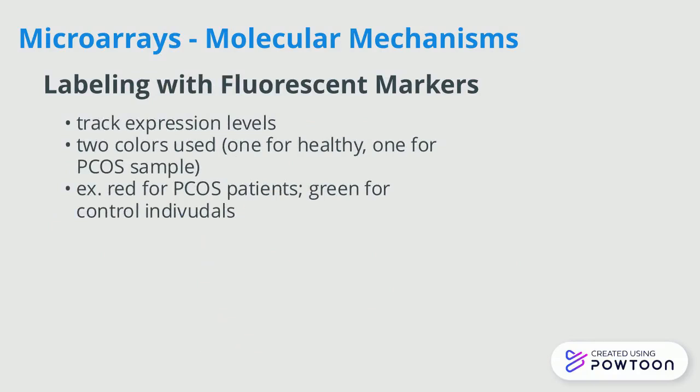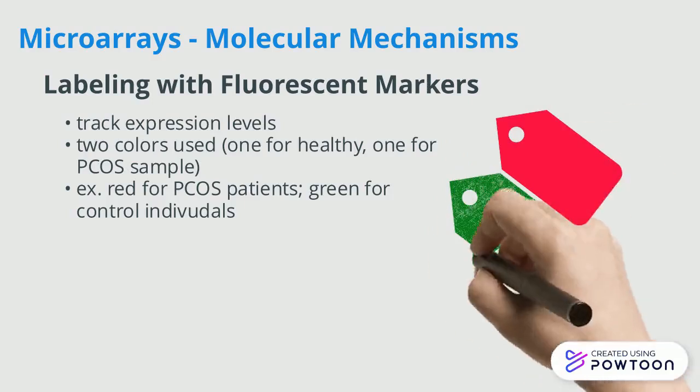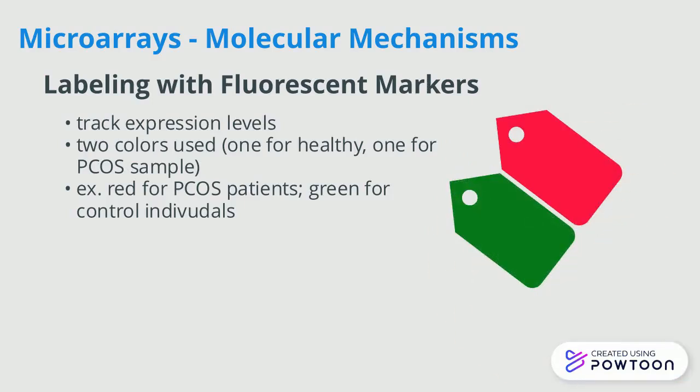To track the expression levels of different genes, we label the cDNA from each sample with fluorescent dyes. Typically, two colors are used, one color for the control sample from the healthy individuals, and one for the PCOS sample. For example, red dye might label the cDNA from PCOS patients, and green dye would label the healthy control group. When combined, this allows us to compare gene activity directly.